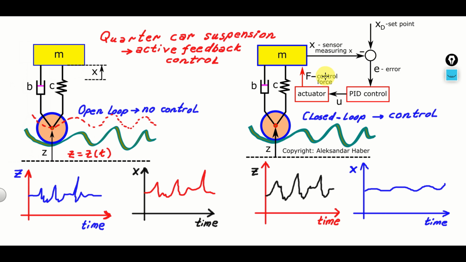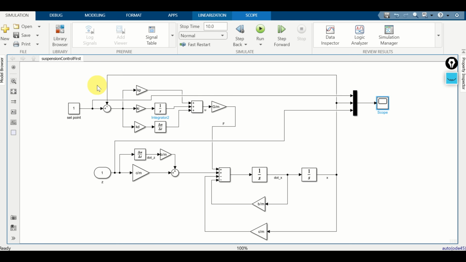This control structure can be significantly improved by, for example, introducing over here a disturbance observer. This idea will be explored in our future tutorials. By the end of this video tutorial, you will learn how to create the Simulink block diagram. This Simulink block diagram models the system dynamics, that is, the dynamics of the suspension system.